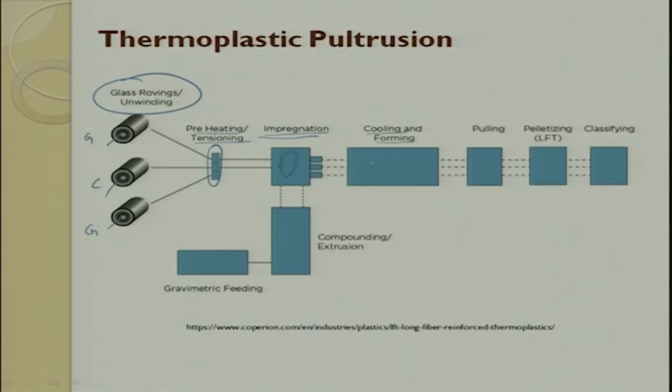Here the resistance is very high. So, instead of pushing, pulling is a better thing wherein you get a consolidated output. We try to pull the fibers along with the consolidated matrix filled upon them. Then we do pelletizing, and then we do classifying.